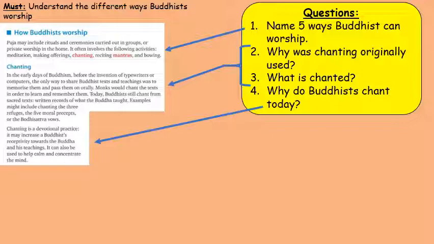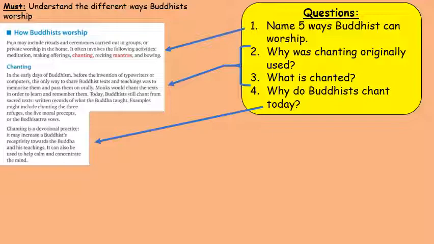The second one, why was chanting originally used and what was chanted, in question number 3. So literally chanting was made to help people remember things because they couldn't write things down. So it just helped them to remember what the Buddha said or what important monks and nuns said. What is chanted is literally the Buddha's teachings. So there's some examples there at the bottom, which is the 3 refuges, the 5 moral precepts and the Bodhisattva vows. So they're key parts of the Buddhist belief that we would have studied quite a while ago.